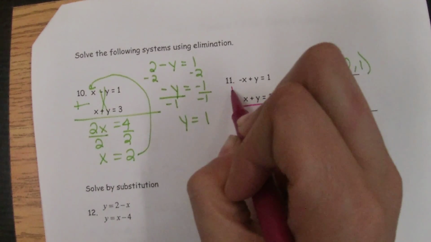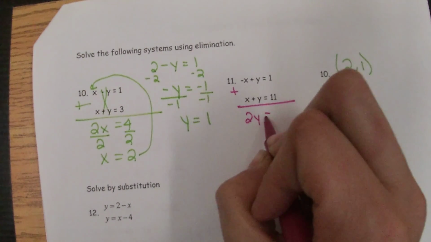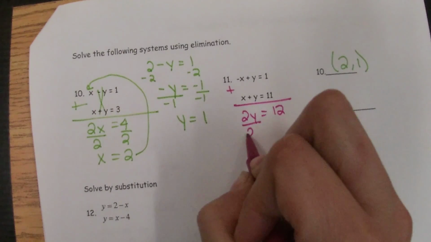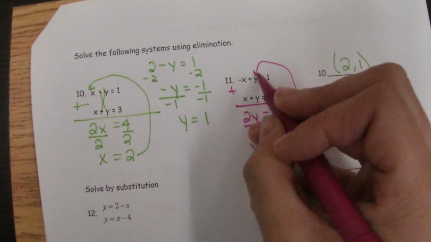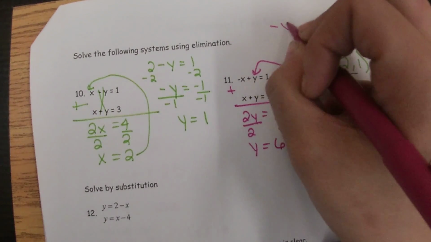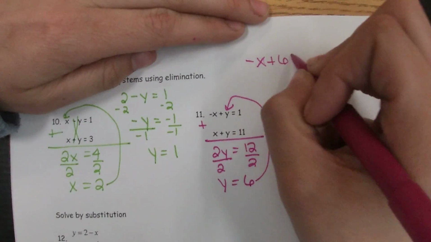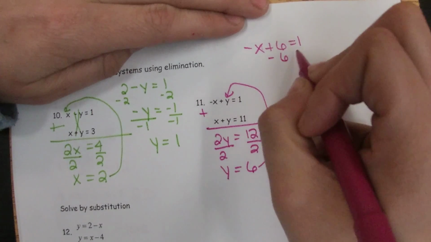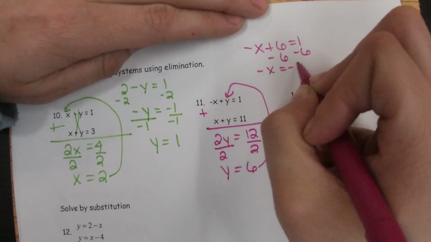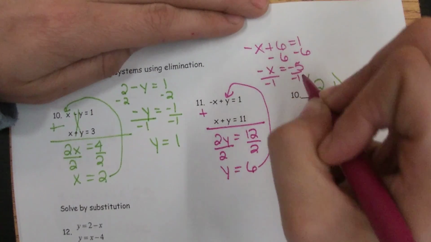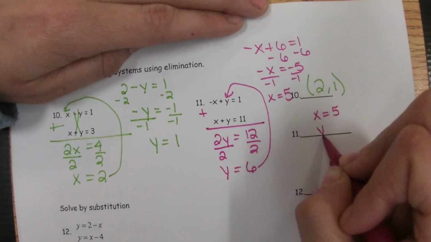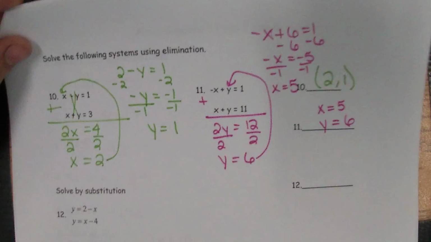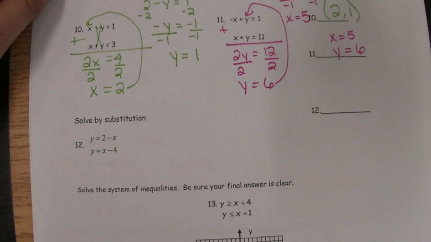We're actually set up fine here too with our x's. So we'll say 2y equals 12. We'll plug this back in for y. So we'll say negative x plus 6 equals 1. Negative x equals negative 5. x equals 5. So we'll get x equals 5 and y equals 6. Again, you could also write that as 5 comma 6.